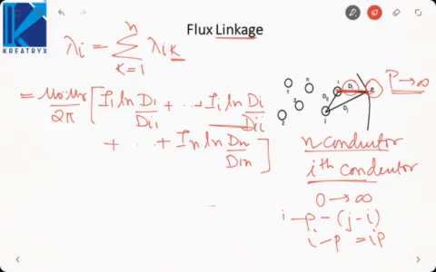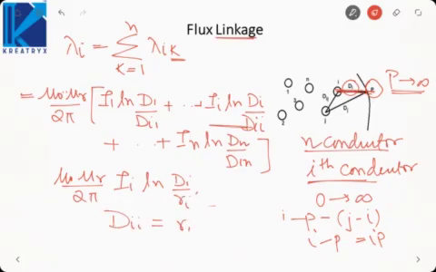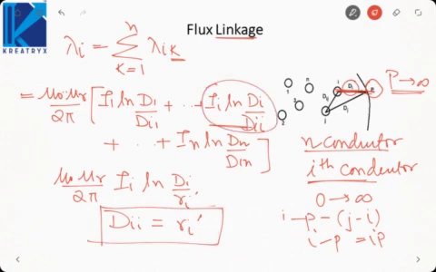Now this term here represents self-flux, other terms represent mutual flux. But in case of self-flux, we saw the term was mu naught mu r by 2 pi I ln di by ri prime. So dii anyways has no significance, it can be taken as ri prime, because this term represents self-flux. Other terms represent the distance of the ith conductor from that particular conductor, and d1 up to dn represent the distance of that conductor from the point P.